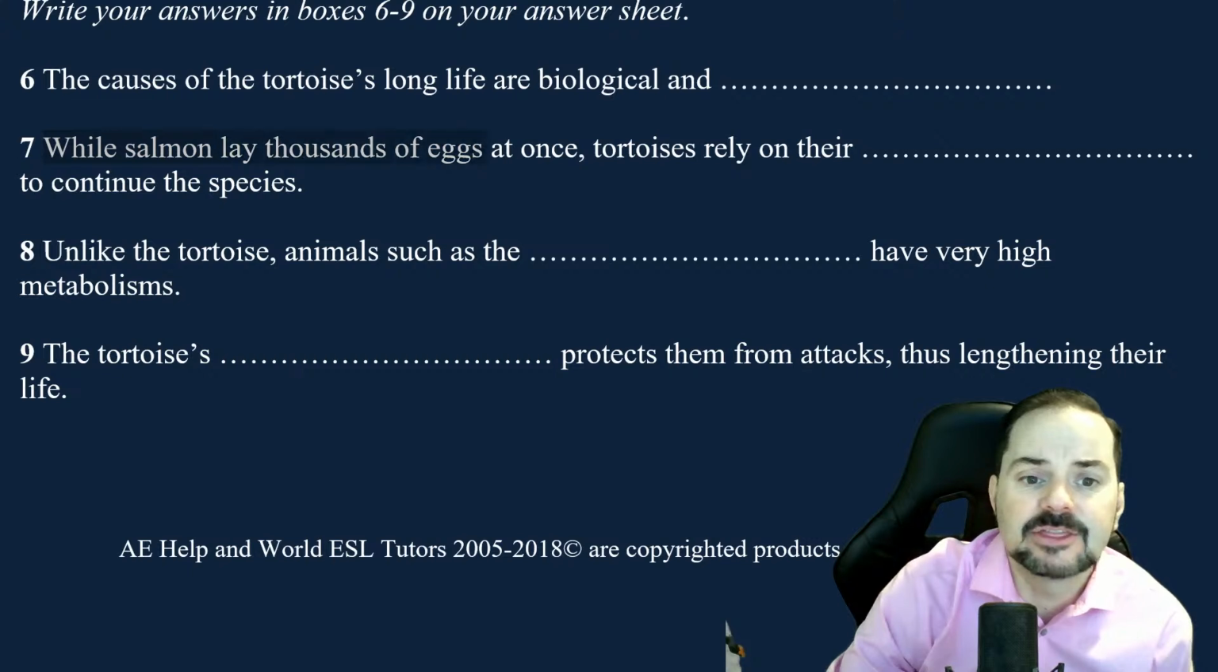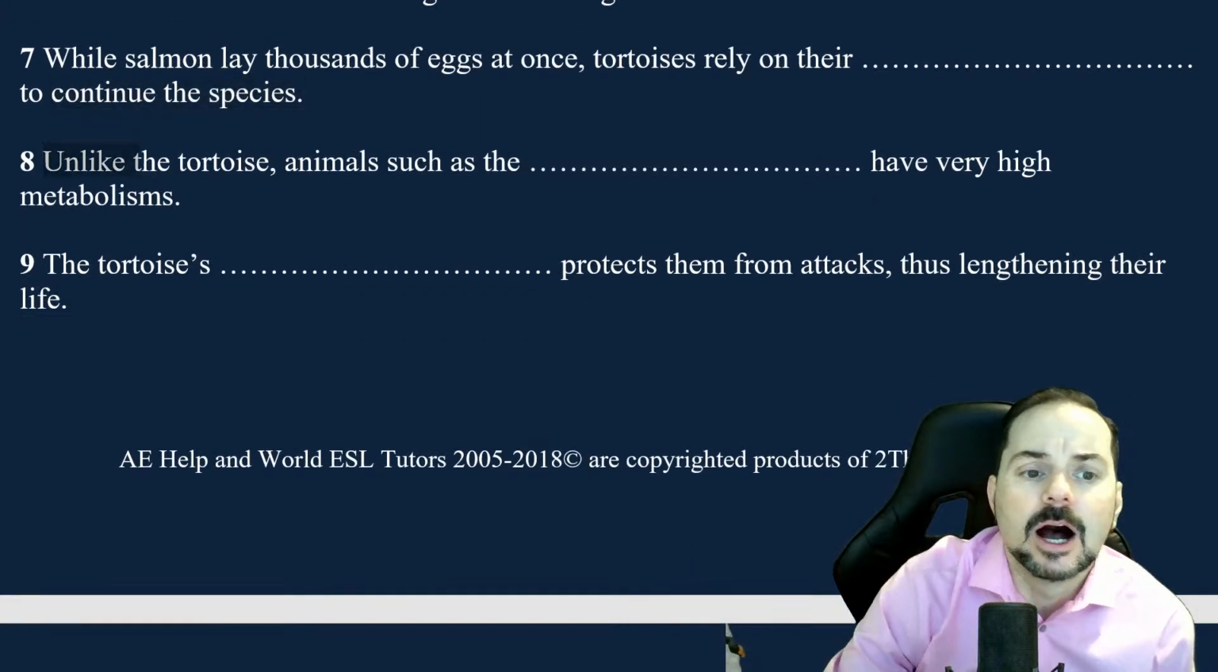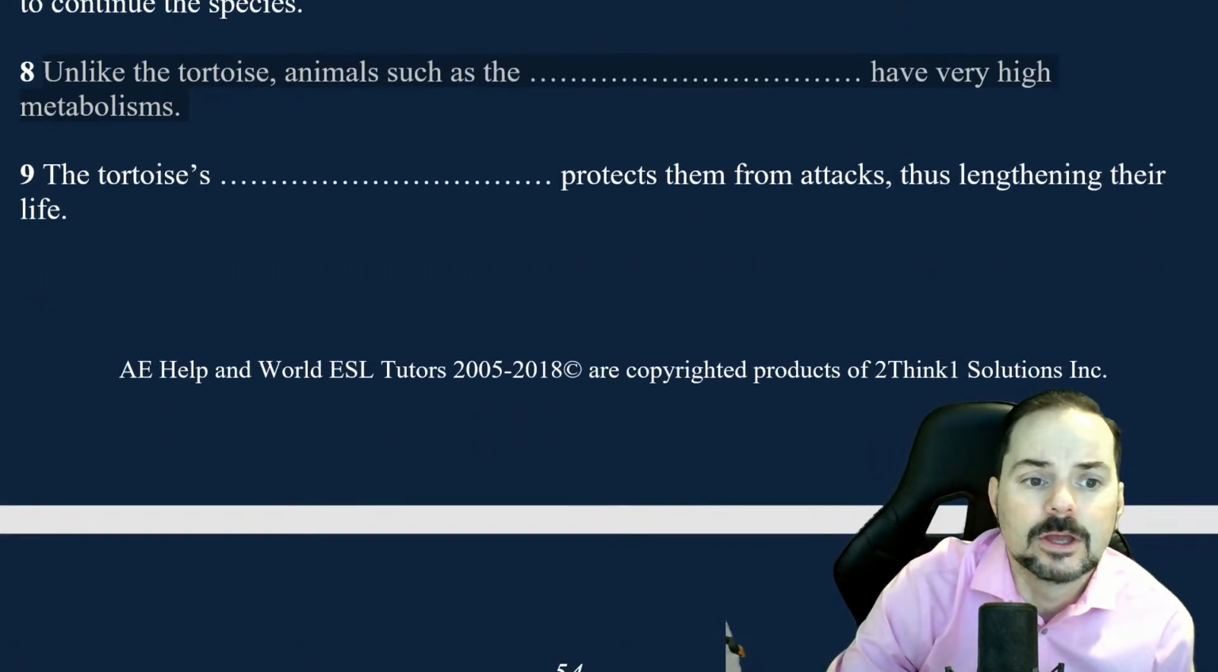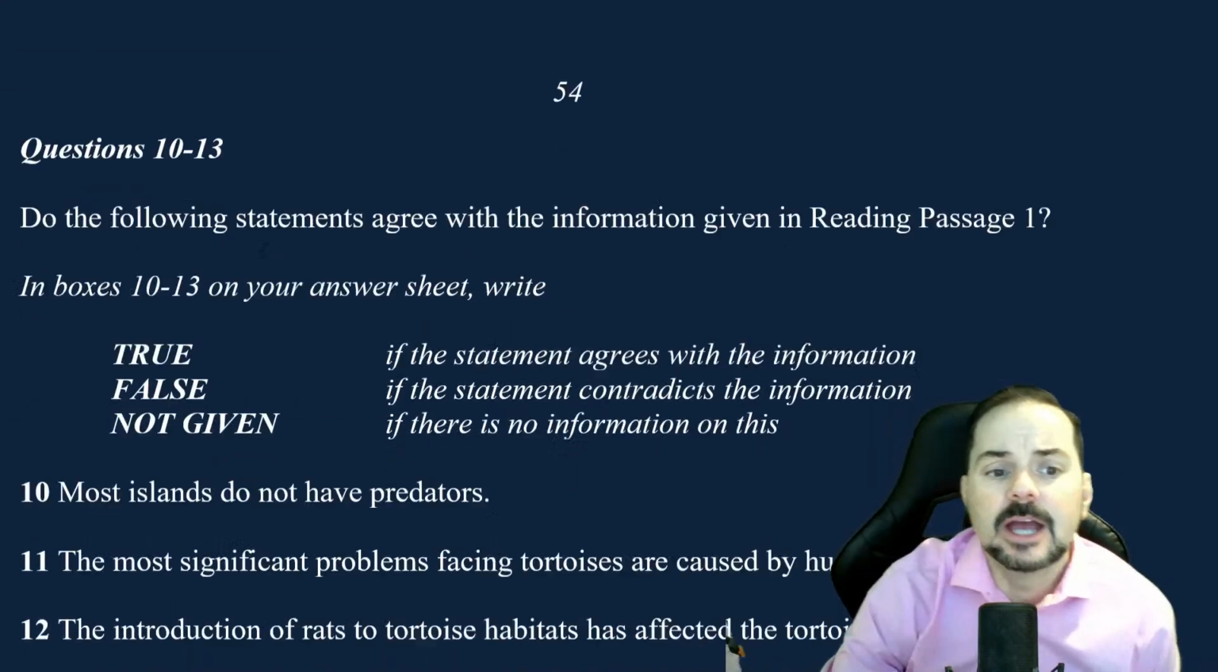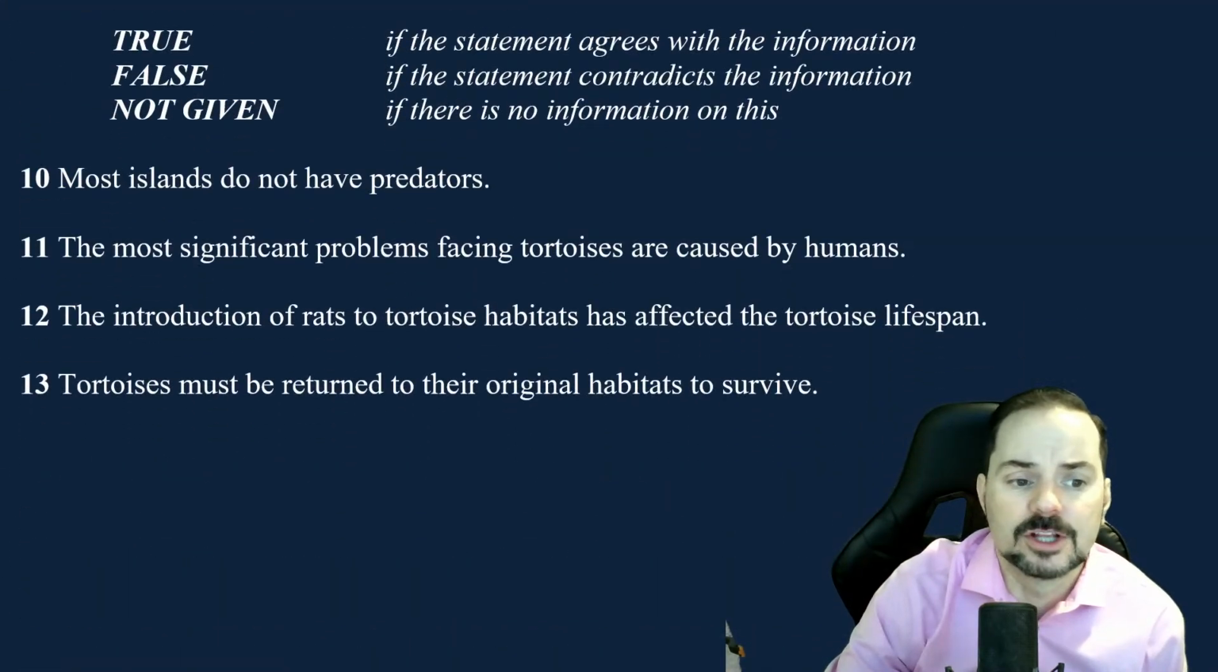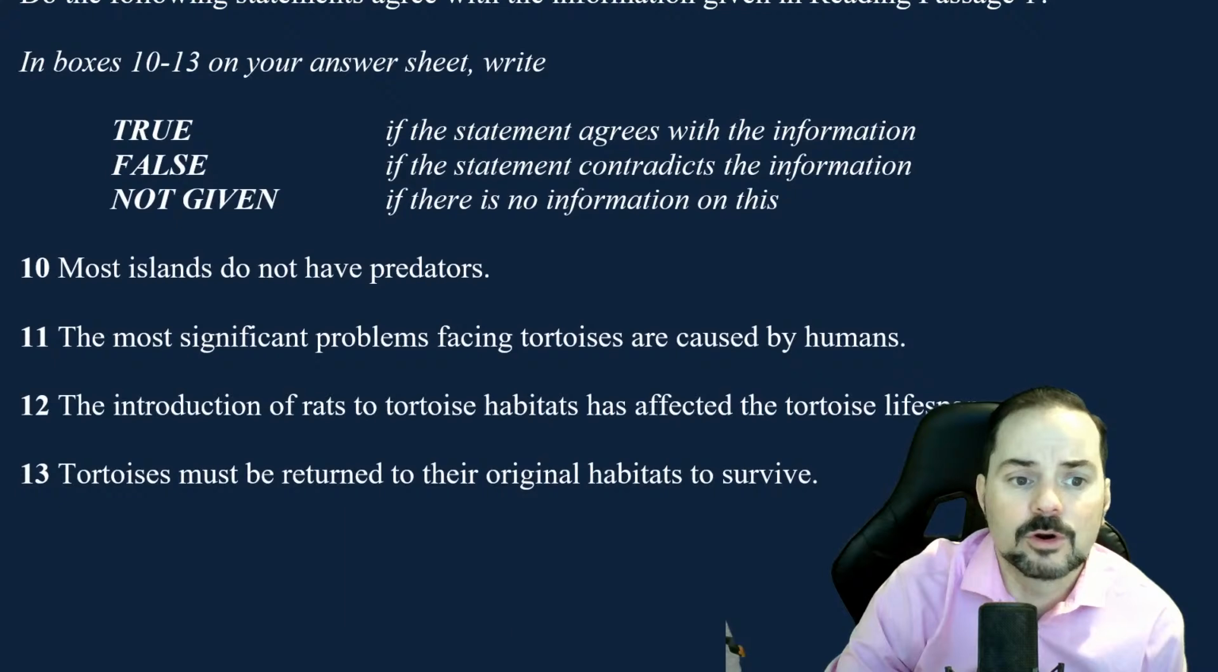While salmon lay thousands of eggs at once, tortoises rely on their something to continue the species. Unlike the tortoise, animals such as the something have very high metabolisms. The tortoise's something protects them from attacks, thus lengthening their life. Okay, we've read that. And then we've got some true, false, not given questions.